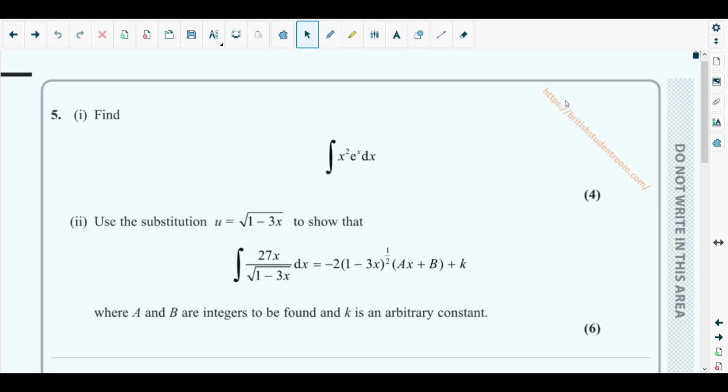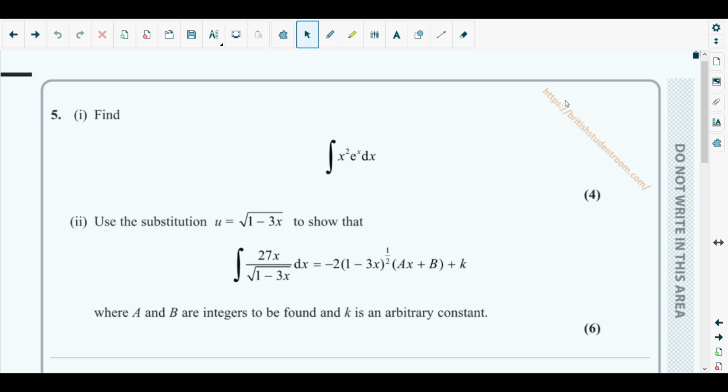this question covers concepts related to integration by parts and integration by substitution. In order to solve this question, you should have a clear idea, and you should have solved sufficient questions related to integration by parts and integration by substitution. Okay, so let's get started.